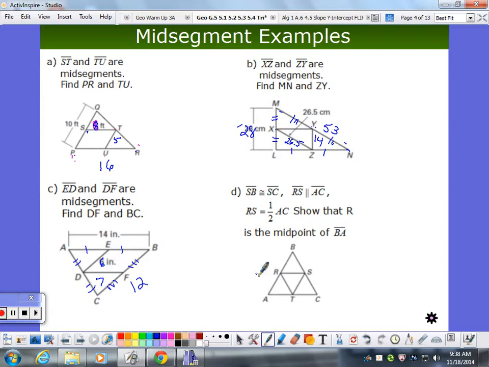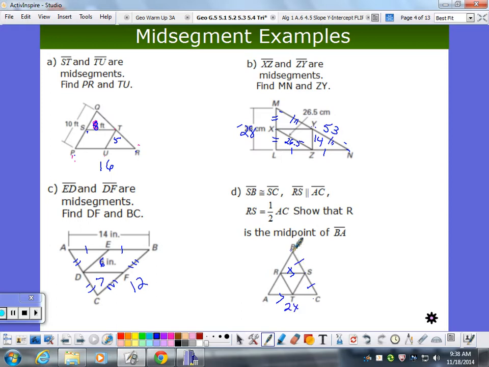Alrighty, what else do I know over here? SB is congruent to SC, which makes it a midpoint. RS is parallel to AC. RS equals half of AC. So if this one is X, then this length is 2X.